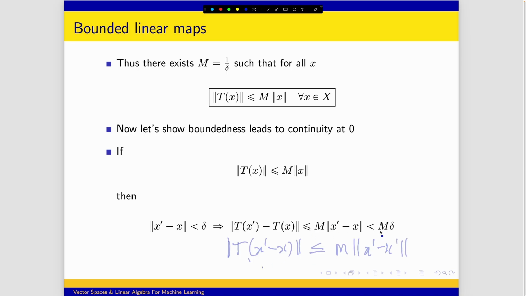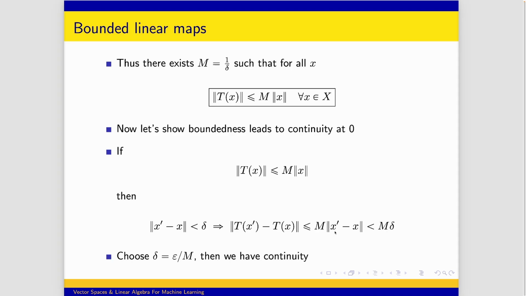Which is less than m times delta, right? From here. So if that's less than delta, then this has to be less than m times delta. So just choose delta equals epsilon over m, and we have continuity at 0. And that's it.